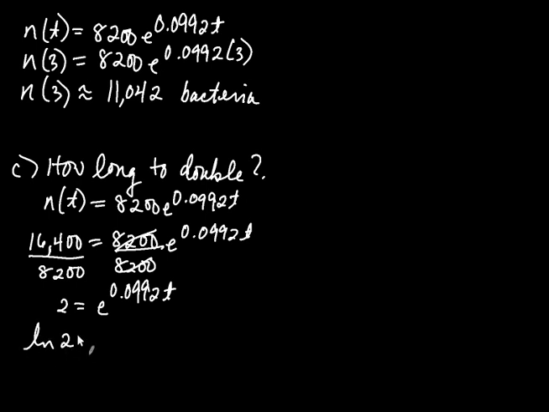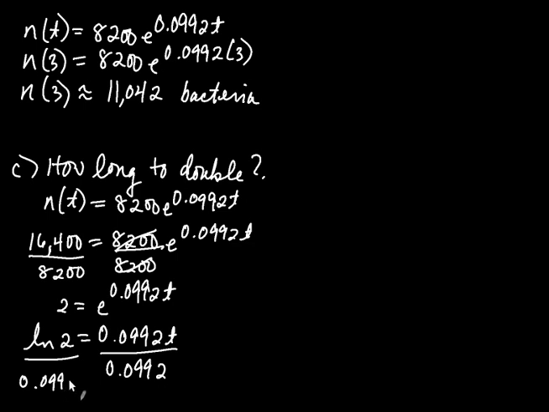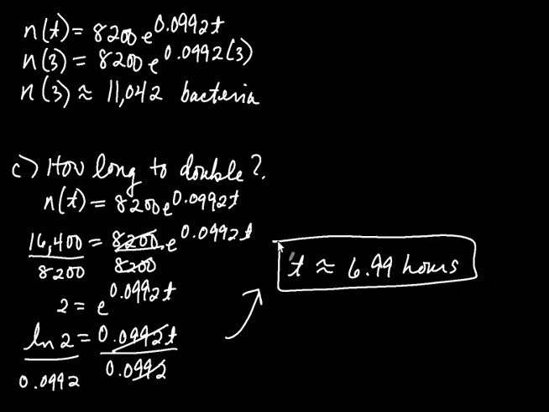Now we're going to take the natural log of both sides, just like before. And we get the natural log of 2 is equal to 0.0992t. Divide both sides by 0.0992, and what do we get? We get that t is about equal to, on our calculator, about 6.99 hours. Okay, that is about 7 hours. So it takes this bacteria population about 7 hours to double.